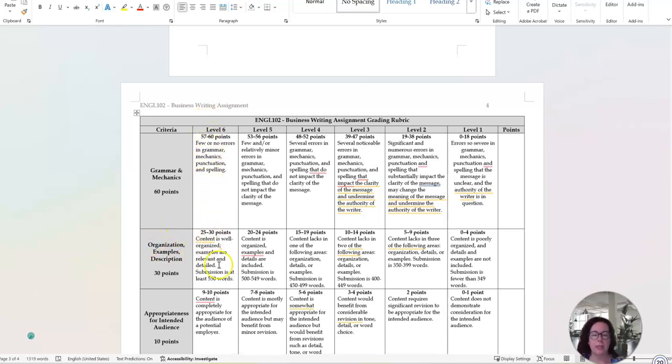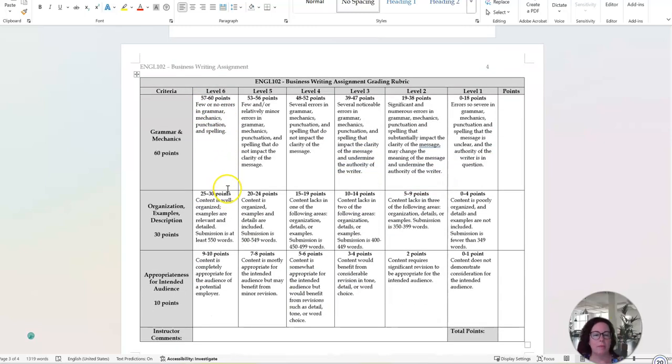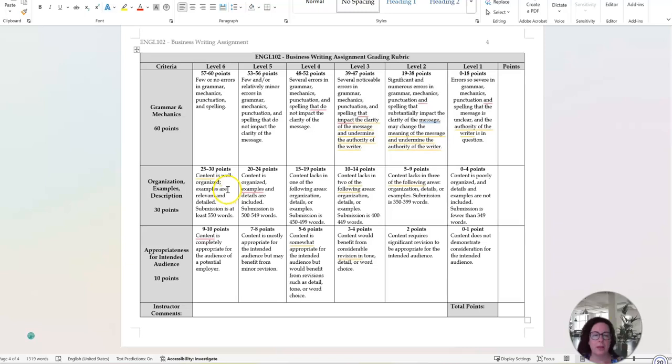So this level 6, that's the highest level. So you want to start here on this left-hand side. Do I have very few errors in grammar or punctuation? And then the next section is, is my content well organized? Do I have enough details? Am I meeting the minimum words? And then is the content appropriate? Because this is a workplace situation, would it be appropriate to talk about?